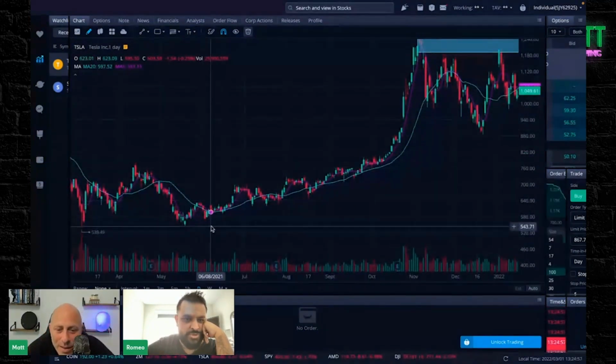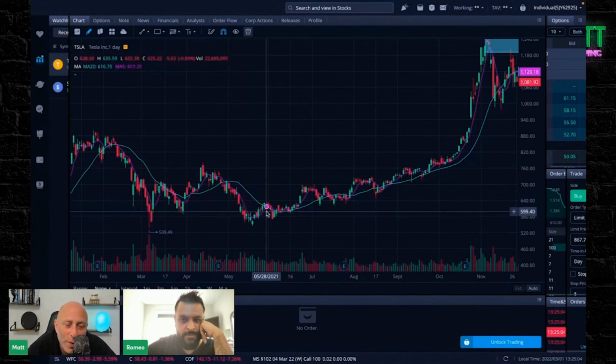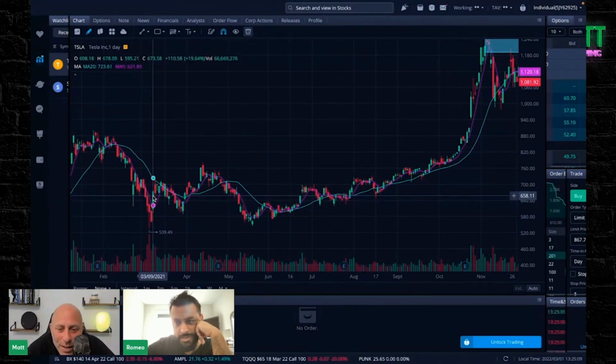So this was your major support. It was right here. So you have to go back. This is your drop. This is your range. So what's that first green line? Let's go back to the green line right above support. What number is that? This one right here is 671.